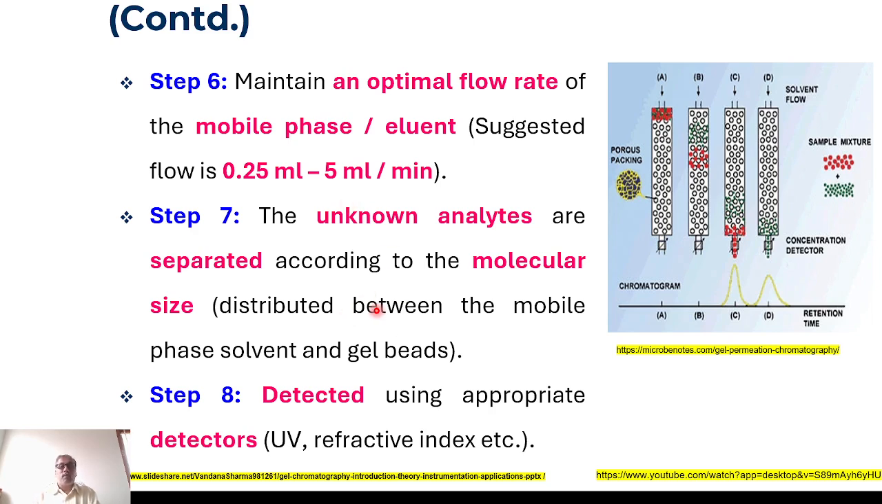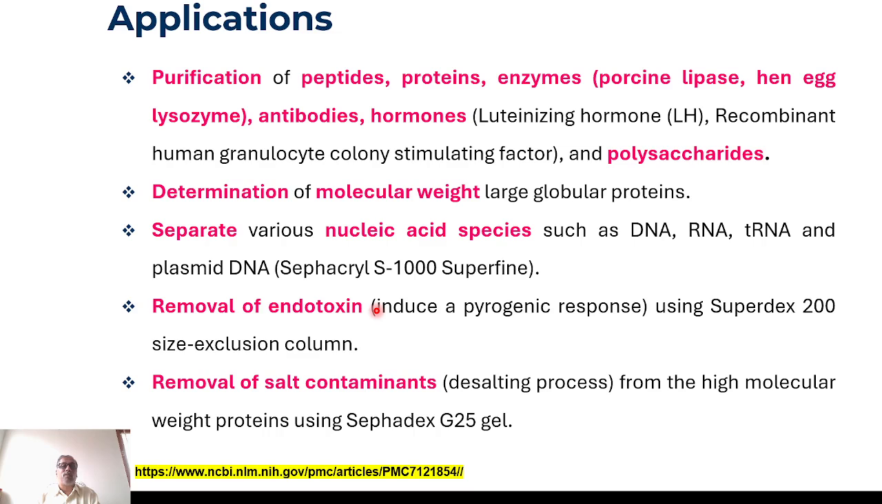And you can couple with some detectors, and you can detect the separation of the molecules, like UV detector, refractive index detector, fluorescence detector. You can use it. So what is the application of gel filtration? You can purify peptides, proteins, enzymes, large molecular weight proteins of different varieties. You can purify or separate.